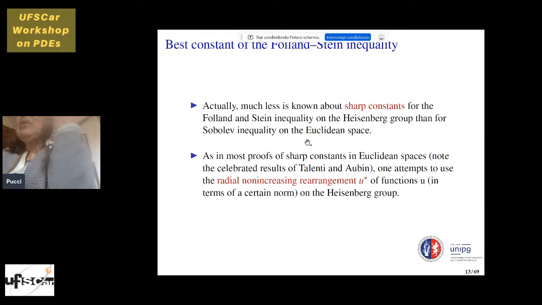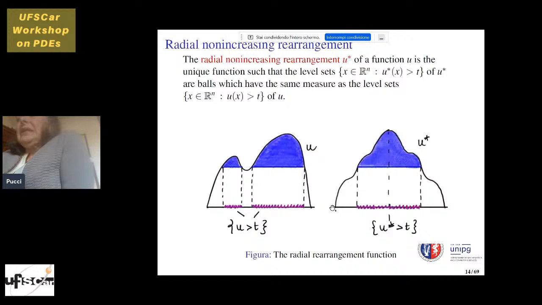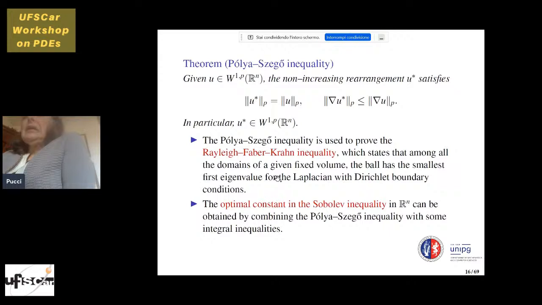So in the Heisenberg group, this is still an open problem, and this is the first difference. I will say briefly that in the Euclidean space the sharp constant in the Sobolev inequality is of course well known, thanks to Talenti and Aubin. And the proof relies on the radial non-increasing rearrangement u star. And this can be done also in the Heisenberg group. This is the standard rearrangement in the Euclidean case, which is given also a natural measure on the level sets.